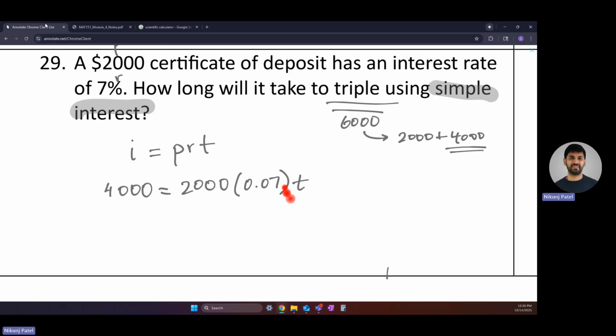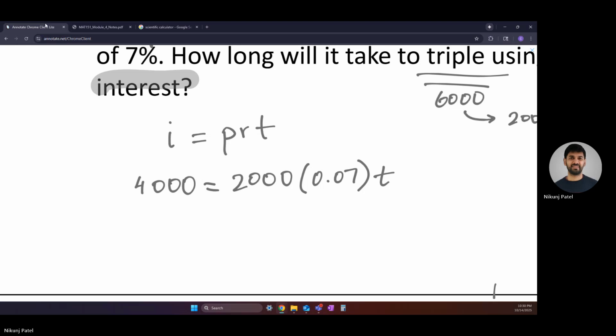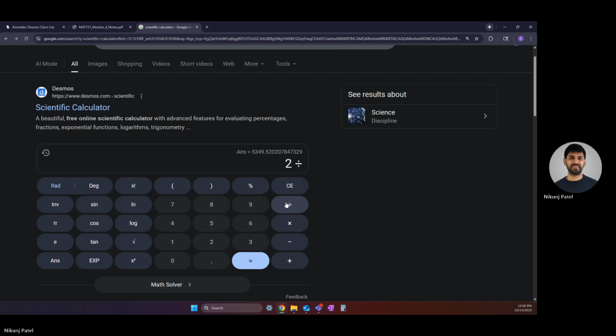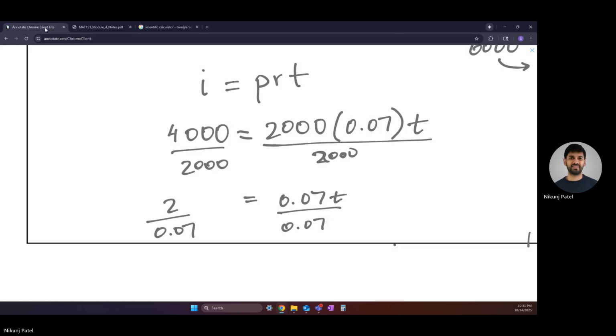So in our next couple of steps, we just want to solve for t. And so if we divide by 2,000 and then by 0.07, it should look like this. So I'm going to first start by dividing by 2,000. So we get 2 equals 0.07 t. And then again, we are going to divide by 0.07. And we get 28.57. There's how long it would take for the amount to triple.